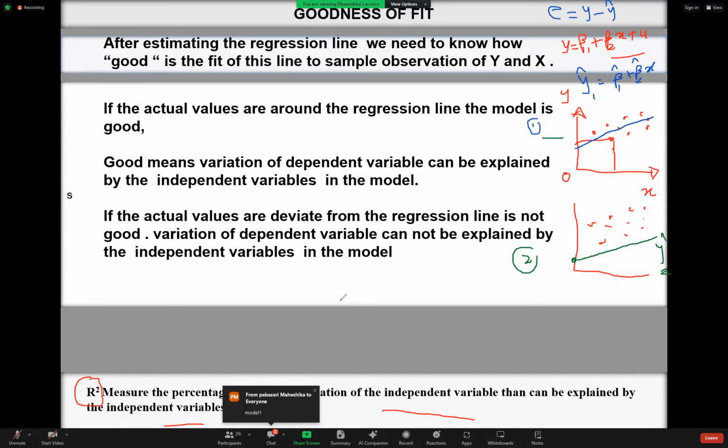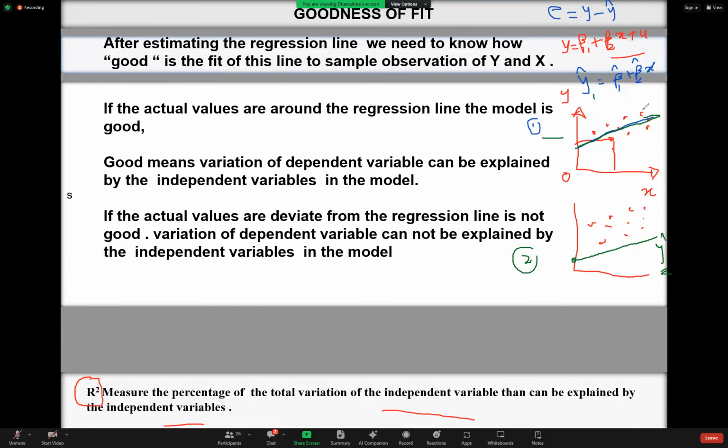Yes, one says model 1. How about others? Yes, model 1. Why do you say model 1 is good? Why is model 2 not good? The line is closer to the observations or scatter plot. That means in model 1, the actual values are close to the regression line.